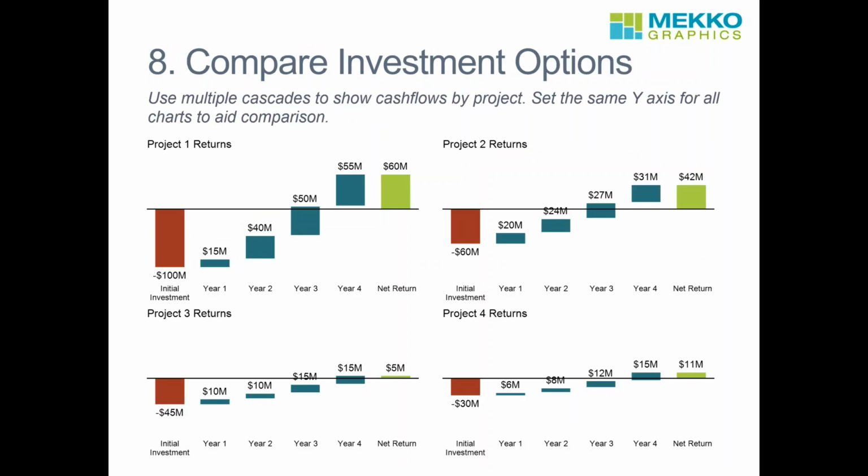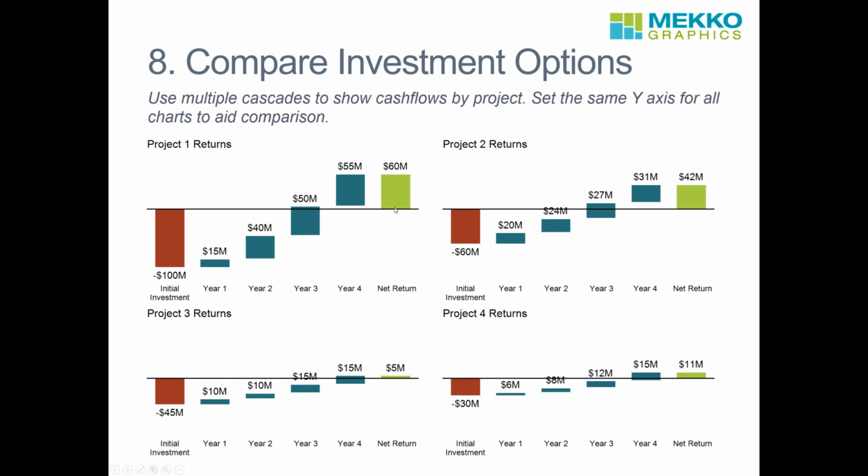A few more charts just to round out the examples. You can use the cascade to compare different investment options. And there are a couple of interesting things in this chart. One is you can start your cascade negative. So I started my cascade with the initial investment, and then I added my earnings for each of the 4 years, and I summed them up into my net return. I did this for 4 different projects. Typically, when I make a chart like this, I would do the first one, and then just copy and paste the chart and apply the new data.